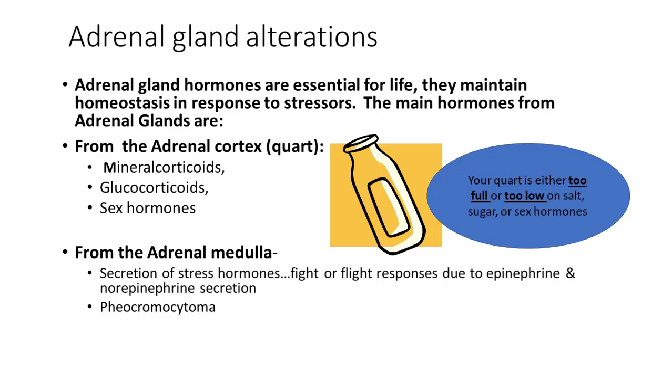So mineralocorticoids, think salt, mineral salt. It'll help retain salt so that the sodium and the potassium are regulated. Keeps our blood volume, intravascular volume, regulated. Glucocorticoids, think sugar. Helps with carbohydrate metabolism, makes glucose, carbohydrates, protein more available, affects their metabolism.